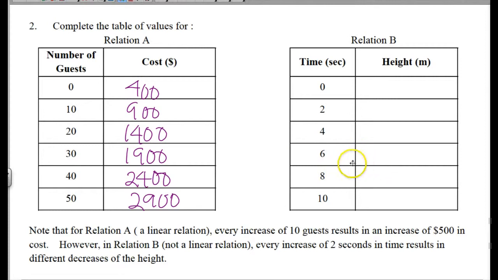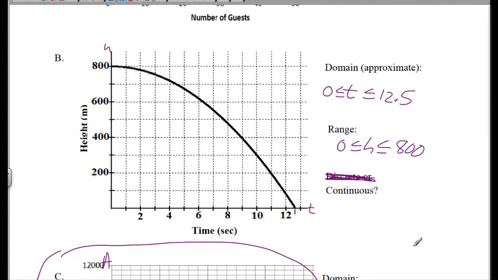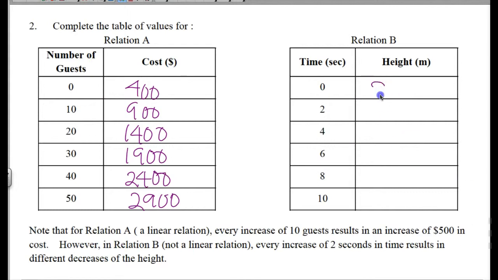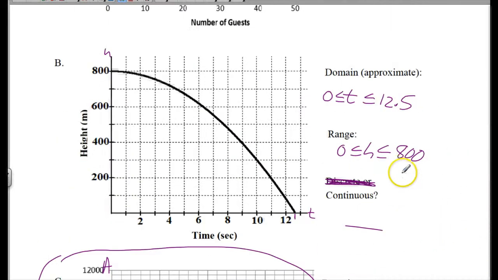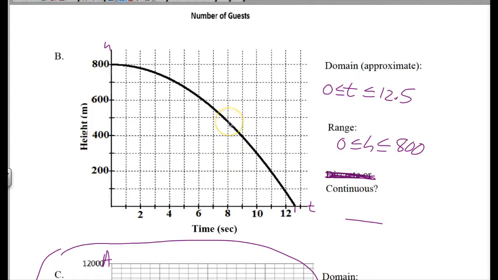Let's go to relation B. So we want heights for 0, 2, 4, 6, 8, and 10 seconds. 800, 780, 710, 610, 480 and 300.